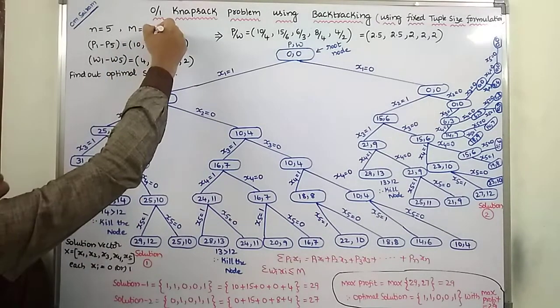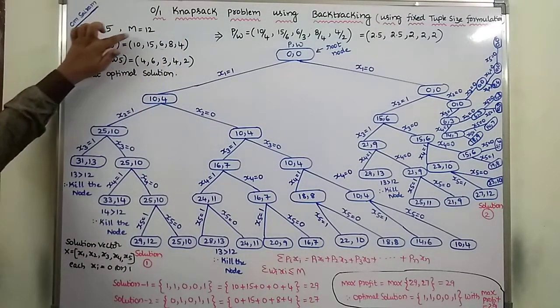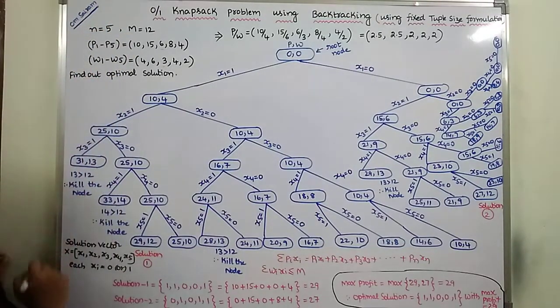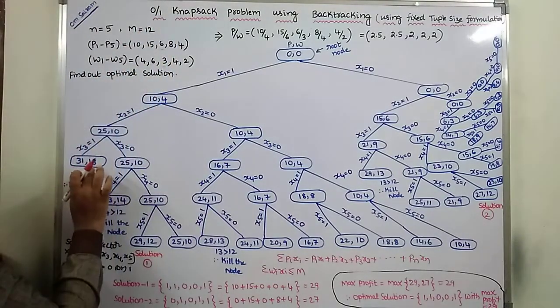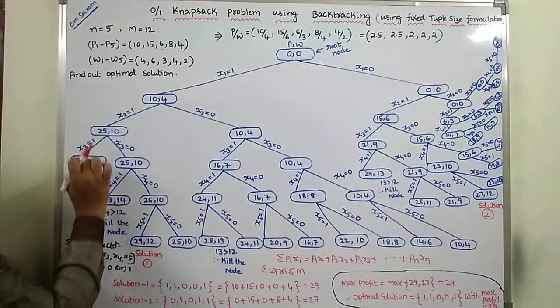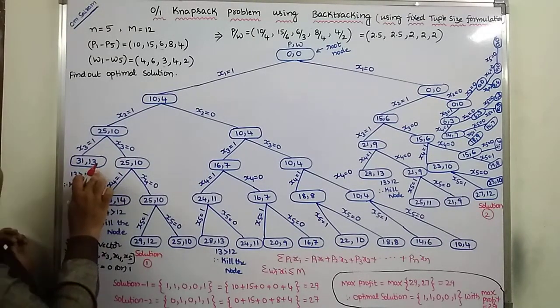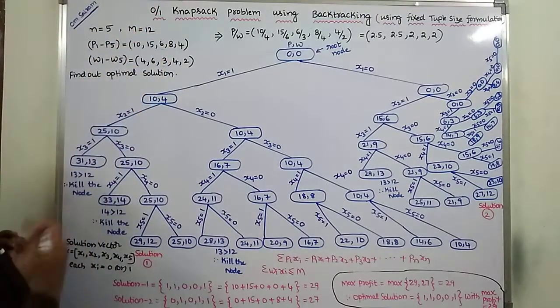Okay, 31 is the profit value and 13 is the weight value. What is the capacity of the knapsack? Capacity of the knapsack is 12, but here the weight is greater than the capacity. After considering three objects, the weight is 13, but the capacity of the knapsack is 12. Whenever the weight of the objects that we have considered is greater than the capacity of the knapsack, we have to invoke the bounding function. Then we have to kill that node.